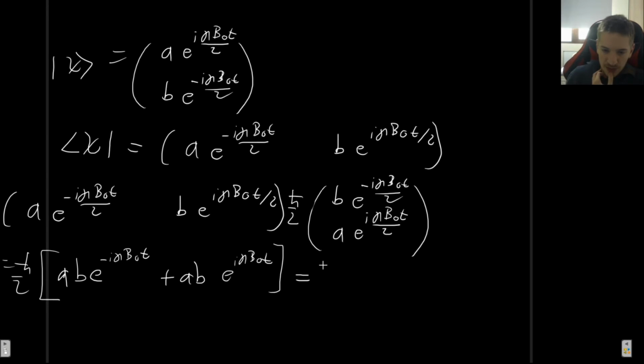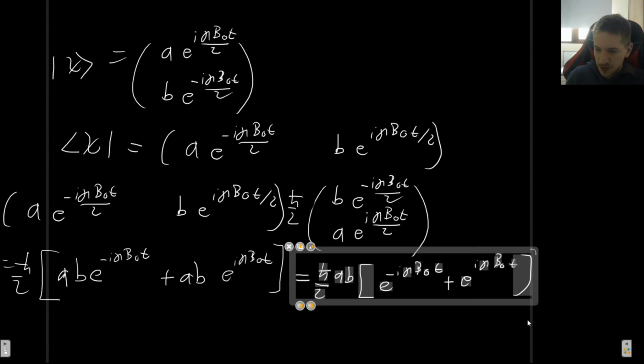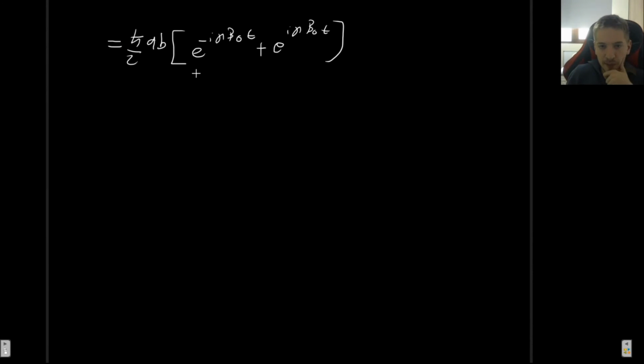So here we can actually factor out a and b, and we get e^(-iγB₀t) + e^(iγB₀t). These exponentials look quite interesting because they have a very similar form except for that minus sign. And now you might remember what this is. If not, it's okay. What I would advise you to do is to remember Euler's formula. So let's just go ahead and apply it.